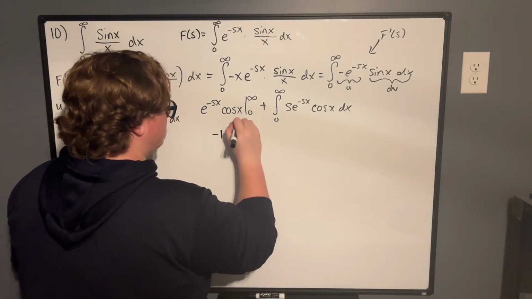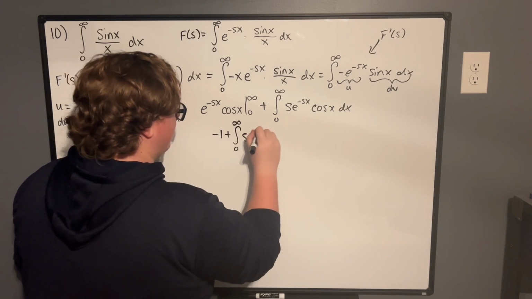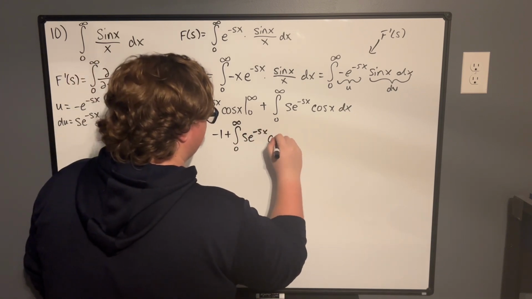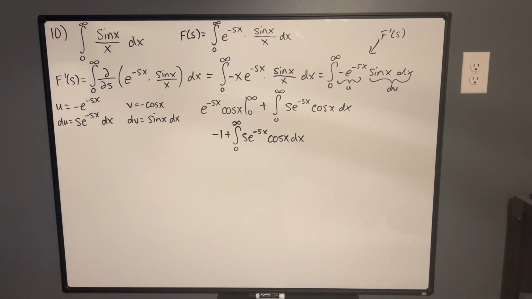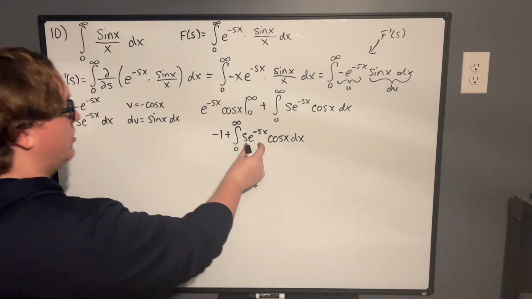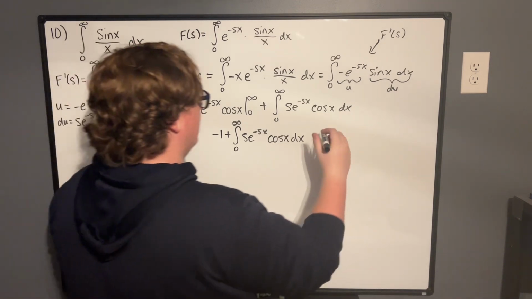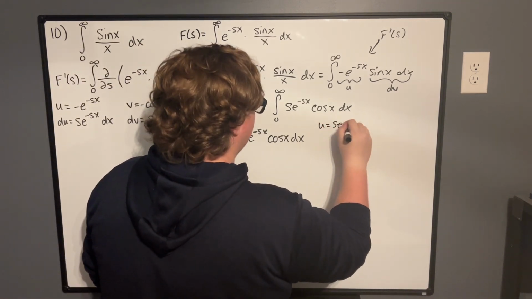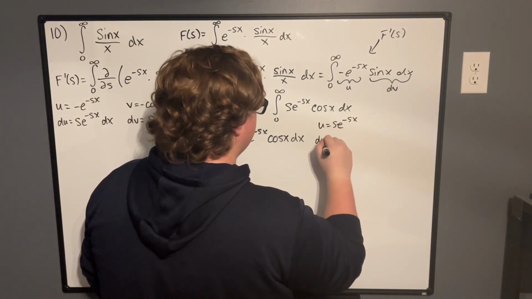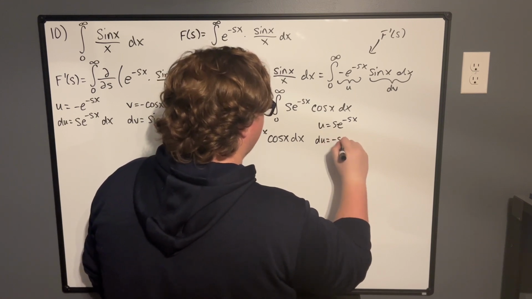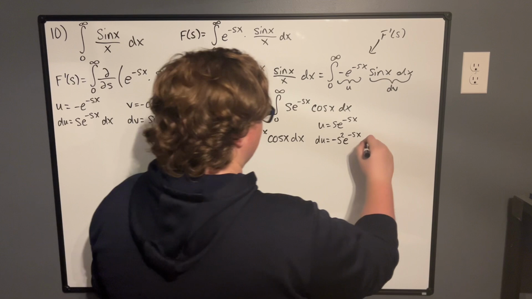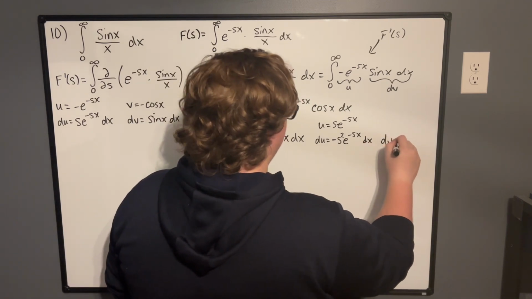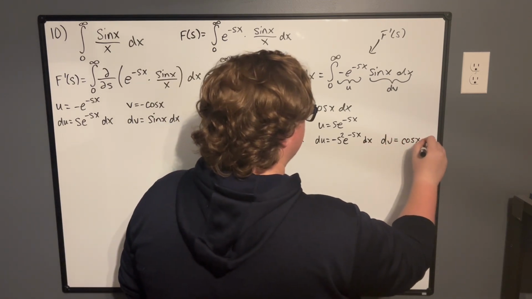And then plus, well, now we have a new integration by parts integral. So we have the integral from 0 to infinity of se to the minus sx times cosine x dx. But we actually have to use integration by parts again on this. So we're going to do the same idea. This is going to be u, this will be dv. So if u is equal to se to the minus sx, then that means du is going to be negative s squared e to the minus sx dx. And then dv is just cosine x dx.